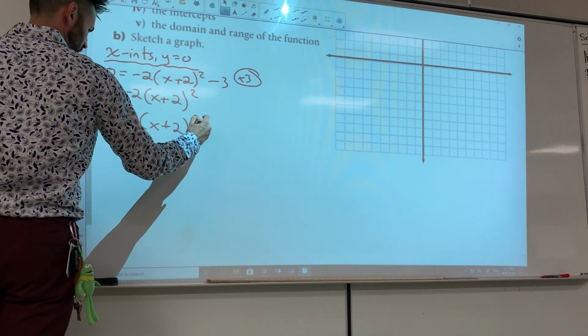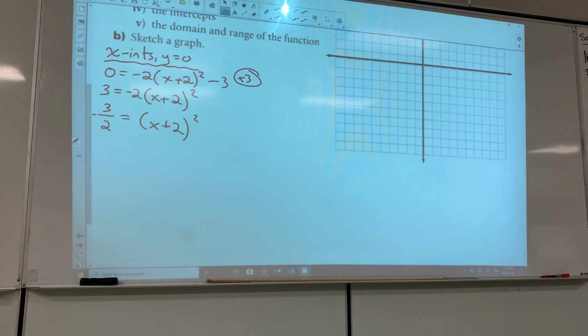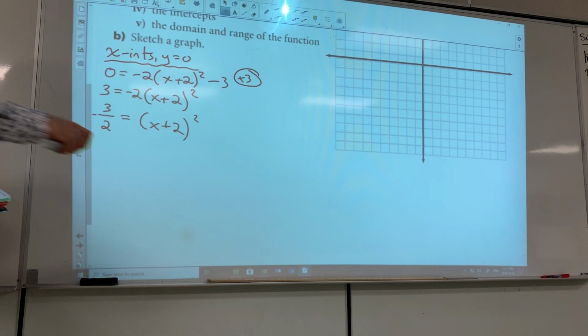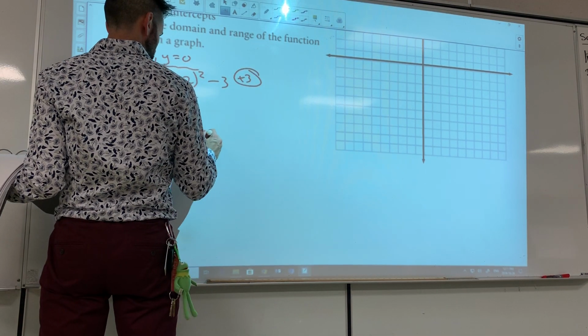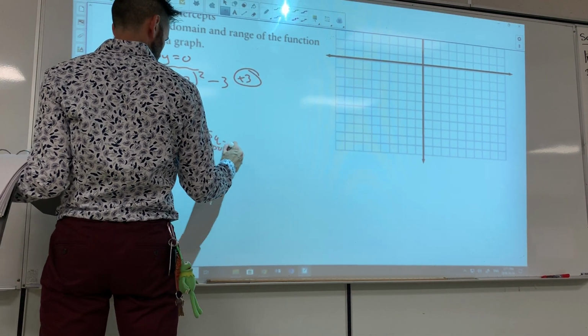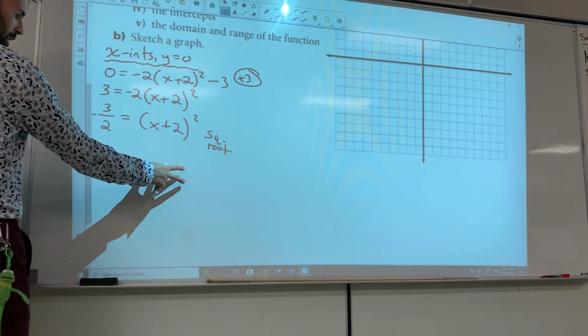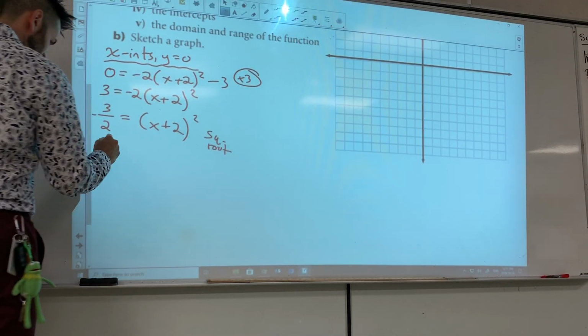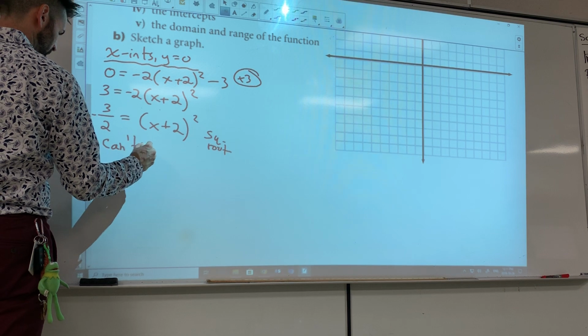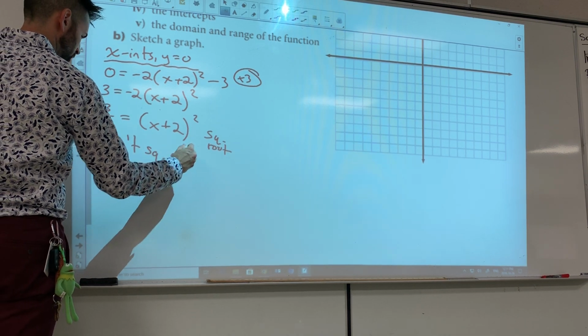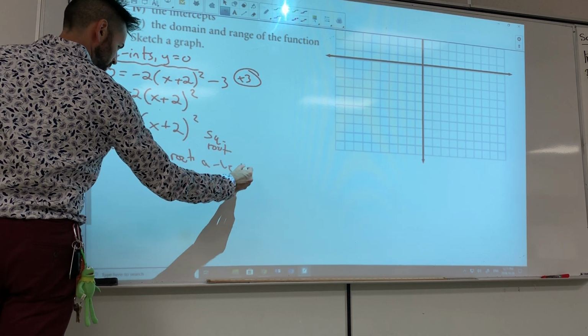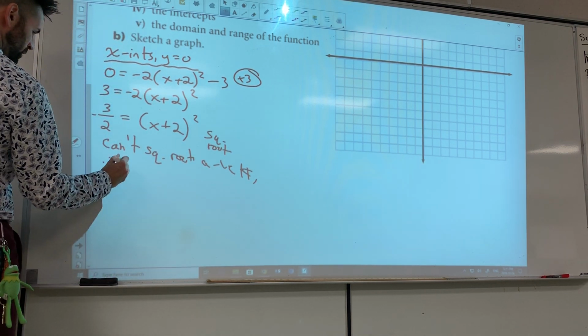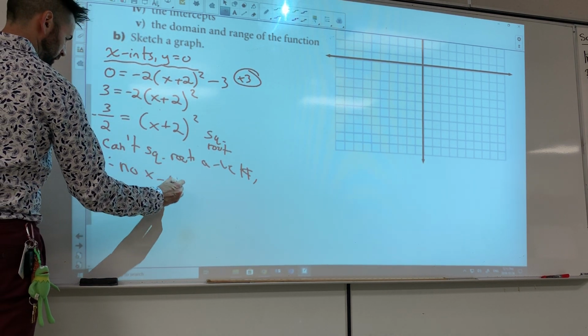Now remember when we were completing the square and you would sort of get something like this? How did we solve for x? Yeah, perfect. We square root both sides. So at this point we would square root, and I would get x plus 2. Can I square root a negative number? No, you can't. So if I can't, what does that tell me? You don't have any x-intercepts. So you can say you can't square root a negative number, so therefore there are no x-intercepts.